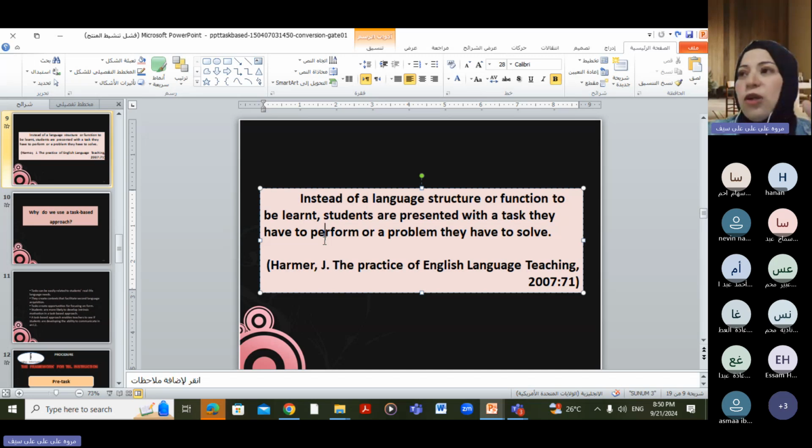For the approaches, the communicative approach is done in a certain way, the TBL in a certain way, the project-based learning in a certain way. You have to study them separately. So we don't have much time to discuss all these approaches, but I promise that inshallah I'm going to allocate time every time we study an approach.